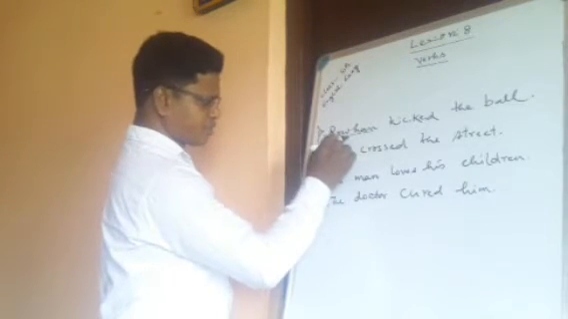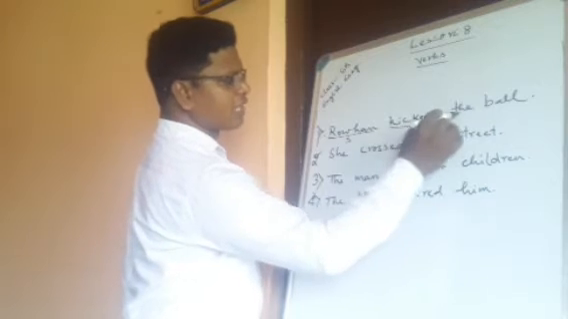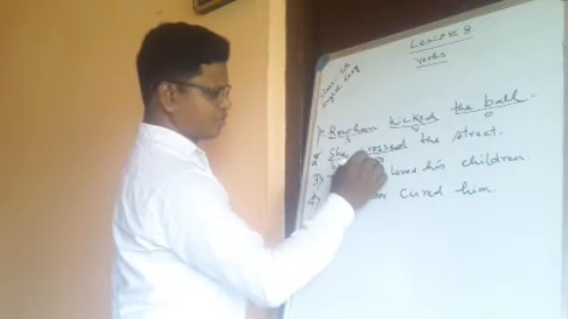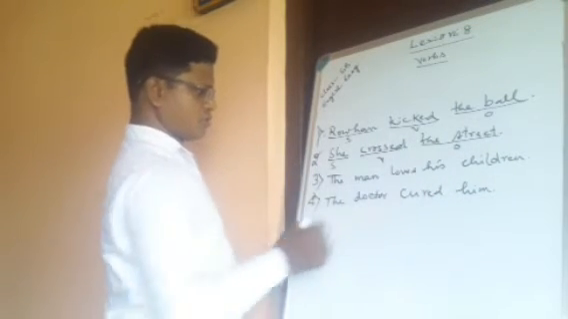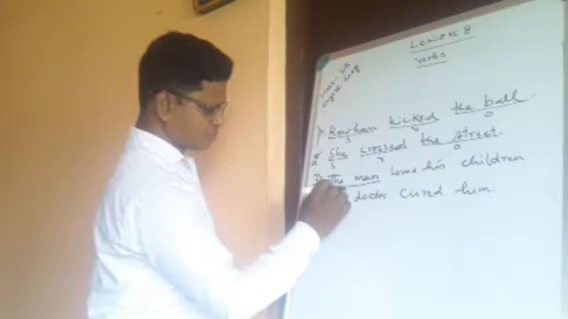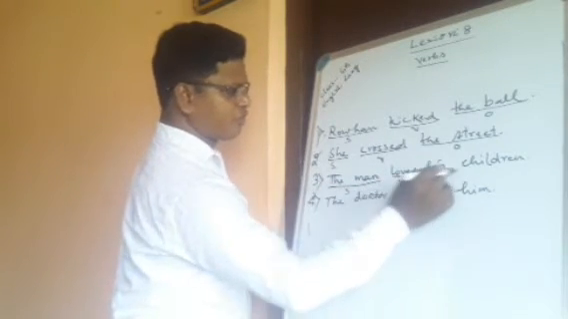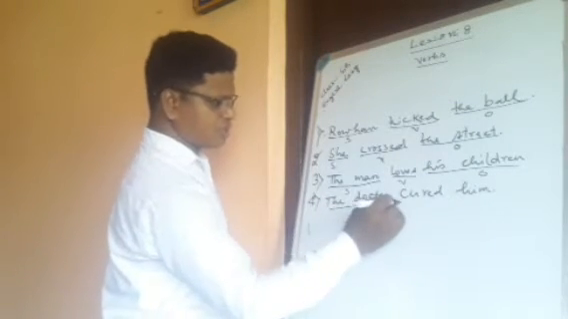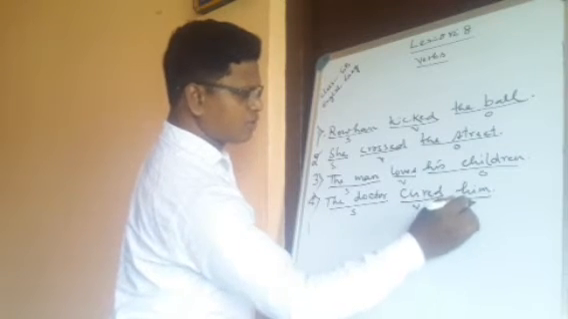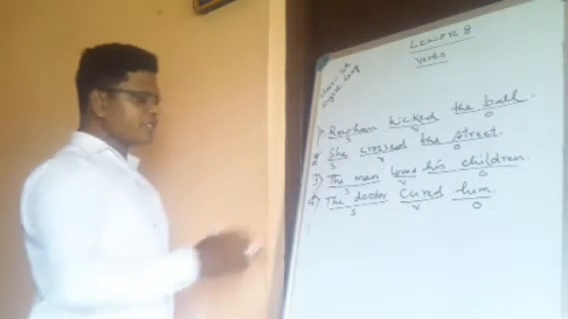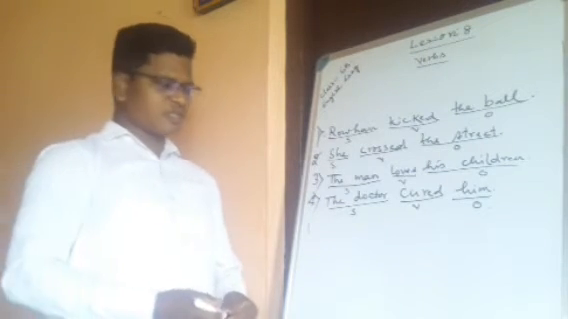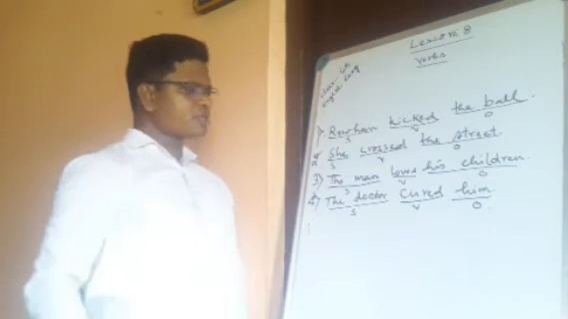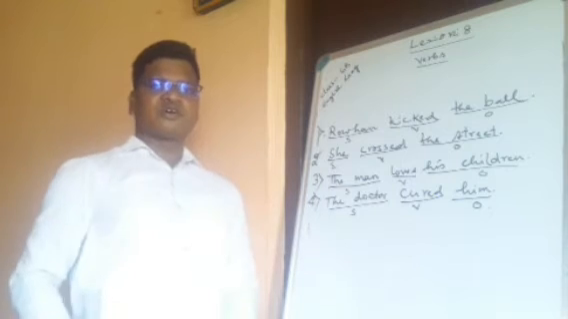subject. Let us identify. This is the subject, here we have the verb, and the other one is an object. Here also she is a subject, crossed is a verb, and the street is an object. Here also the man is the subject, loves is a verb, his children is an object. The doctor is a subject, cured is a verb, and him is an object. So in these 4 sentences that we have written, we can see the presence of subject, verb and object in all the sentences.